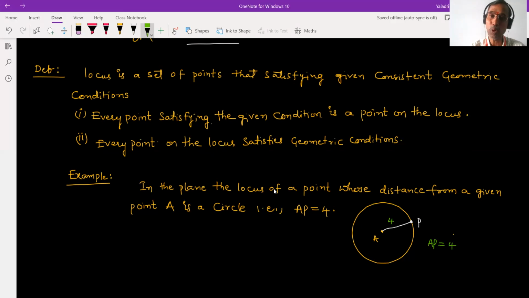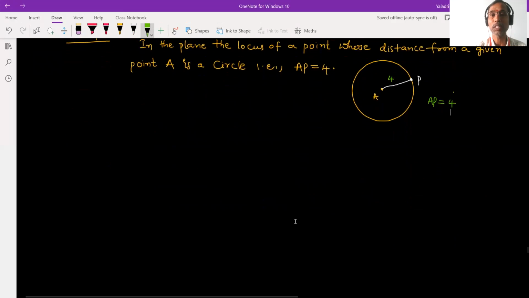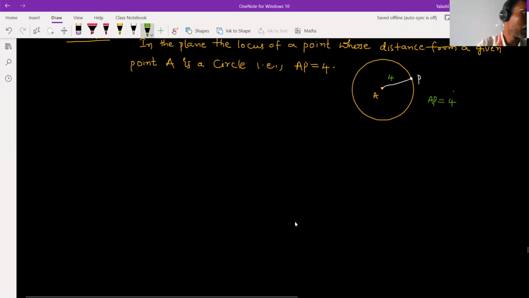So that means what? If any point on the curve, you are seeing that the distance should be the same, that AP equals 4. Whatever the point is, it lies on the locus, and it is satisfying the geometric condition. If it is satisfying the geometric condition, it lies on the locus. So that is nothing but a locus, right? Now, one more point is there. That is the equation of locus of a point P. You should write it now.